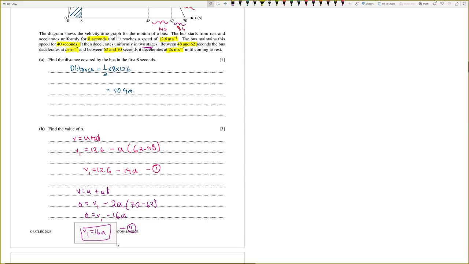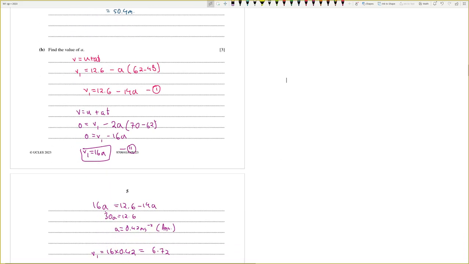So yeah, we actually get this answer. V1 is equal to 16a. Now we have two equations, right? One of them is from the first phase, V1 is equal to 12.6 minus 14a. The other one is V1 is equal to 16a. So we can equate these two basically. Let's equate equations 1 and 2.